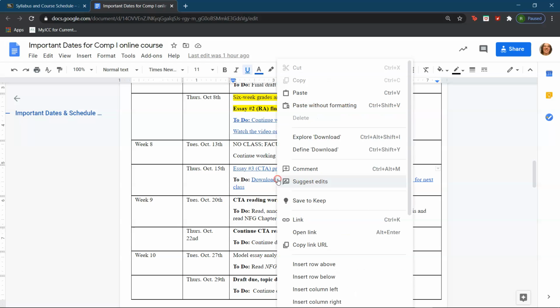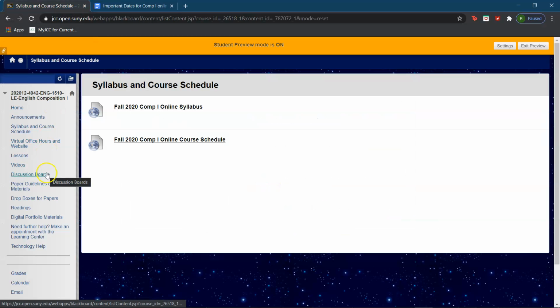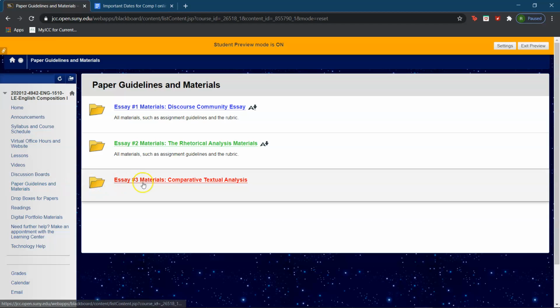And I do have the links right in the syllabus here, but you can also find it on our Blackboard page. And I have updated our Blackboard page, so under paper guidelines and materials, I do have this new folder called the Comparative Textual Analysis, or CTA, or paper number 3.